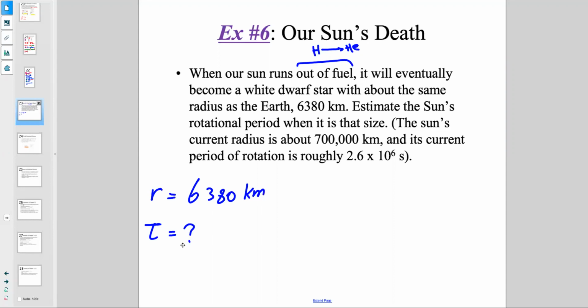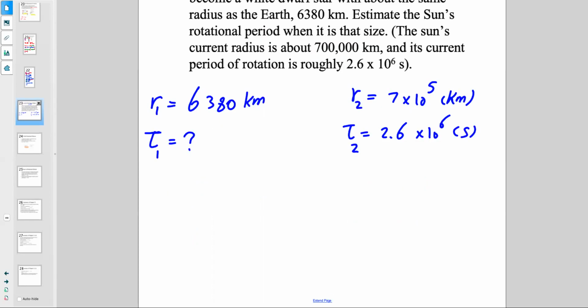In that case, the sun's current radius is about 700,000 kilometers. So its current radius is 700,000, or I'm just going to call it 7 times 10 to the power of 5 kilometers. And its current period of rotation is roughly 2.6 times 10 to the power of 6 seconds. So let's call one of them 1, the other one 2. Let's call this one 1 and this one 2 to be able to work on the problem.